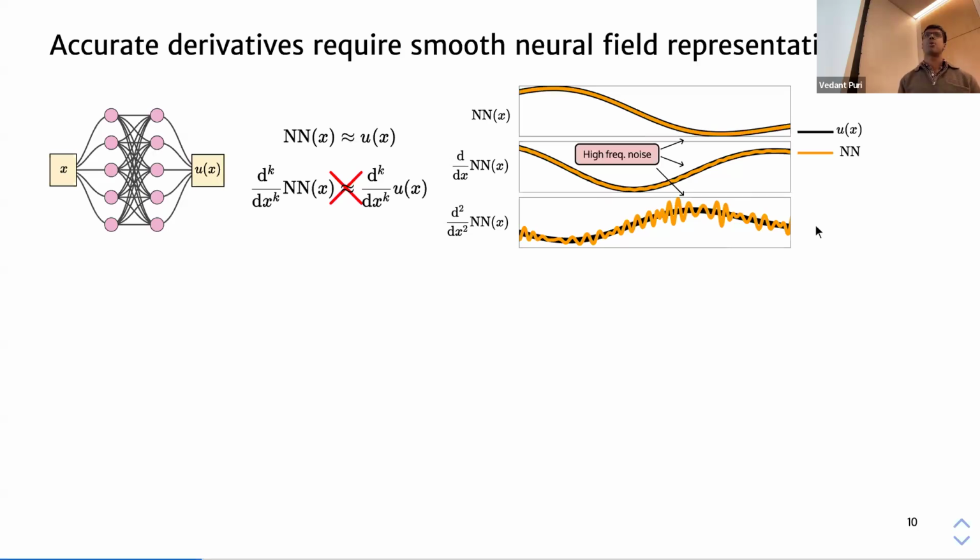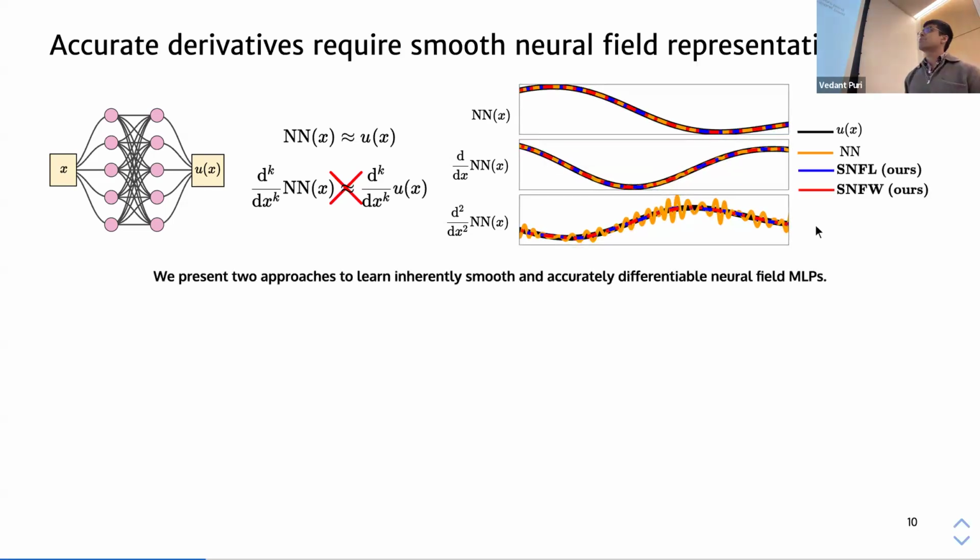And if you are doing an online dynamics evaluation, you do need these higher order derivatives. So we propose two methods called SNFL and SNFW-ROM, explained in a minute, that are actually able to learn inherently smooth neural representations and thus solve this particular problem.